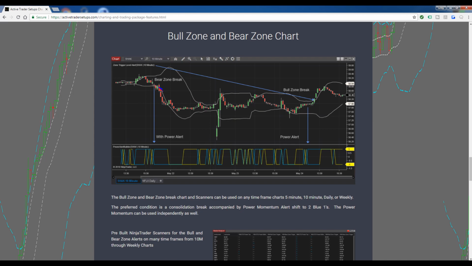This is a 10-minute again, breaking into the bull zone. It had picked up the momentum prior to breaking out. You can run these scans on 10 minutes. You can run these scans on 10 minute with a 50 all go uptrend if you want to. You can run them on dailies, and we've already got these pre-built for you on 10s, 15s, 30s, dailies, weeklies.